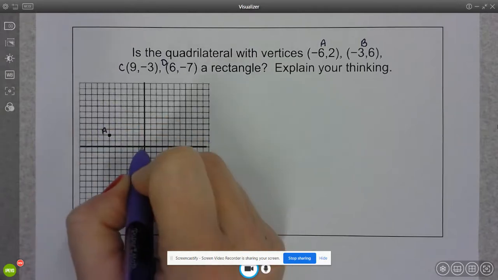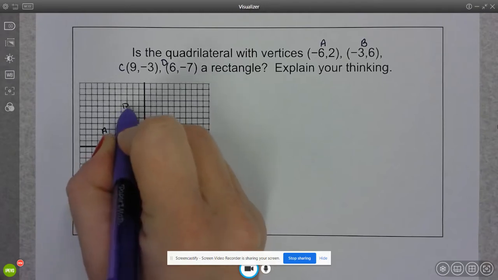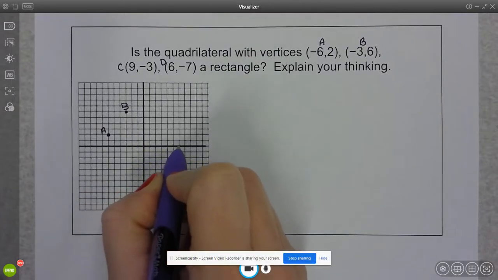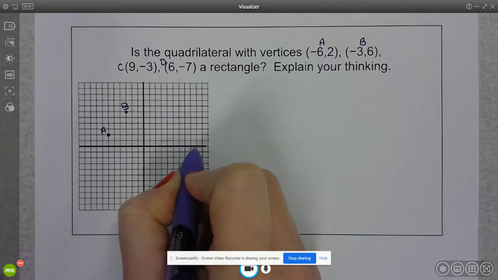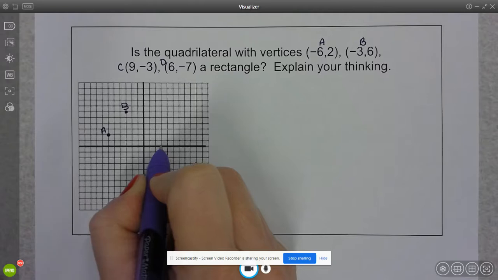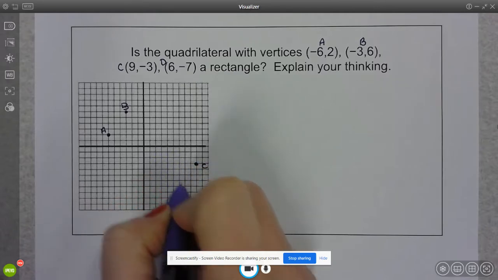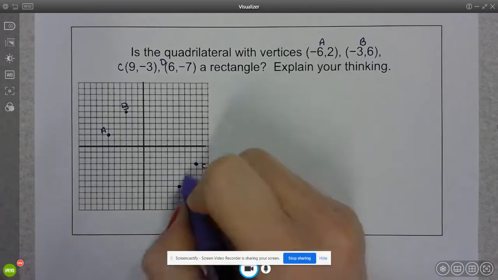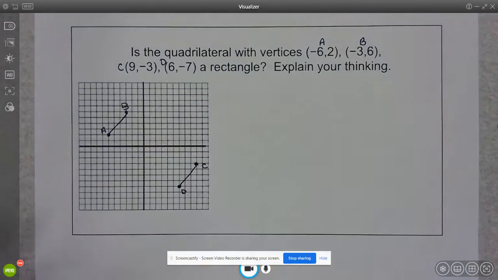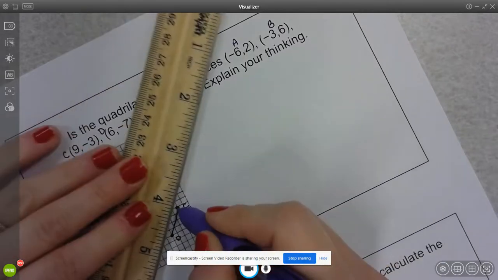So here's A. Here's B. 1, 2, 3, 4, 5, 6, 7, 8, 9. -3. 3, 4, 5, 6, 7. Okay, so there's point D. And since I can't draw straight lines, let's clean this up a little bit.